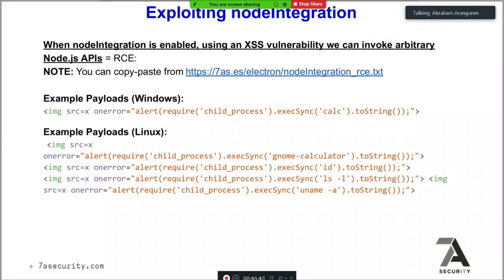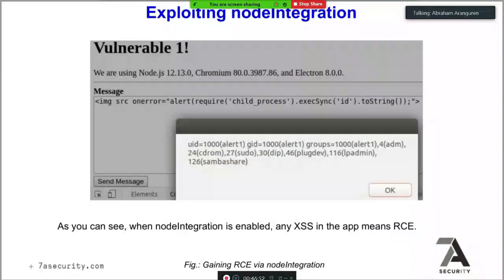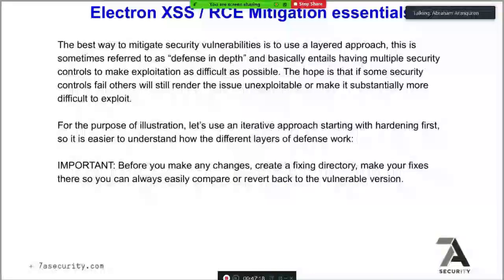So with this, we are turning XSS into remote code execution, right? So things start to get more exciting. Everybody likes shells and stuff like this. So you just do this, and now an XSS turns from alert one into the output of the id command, right? So it's becoming more scary. And this is all because of the node integration setting, because node integration is enabled, any XSS leads to remote code execution.